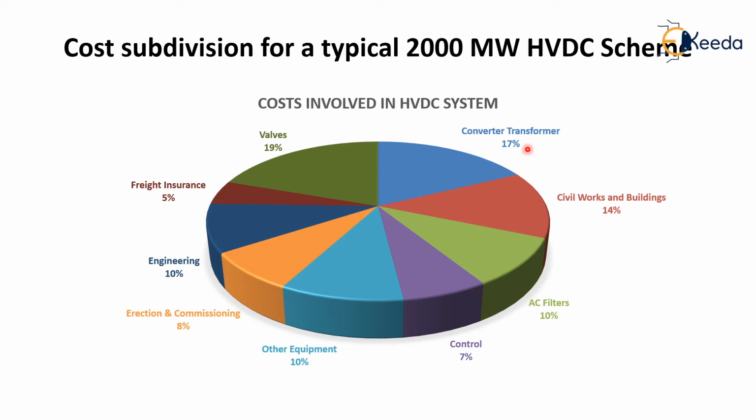First comes the highest cost involved, the converter transformer. It comes under the investment costs, and civil works and buildings comprise about 14% of the total cost, again under the investment cost. And we require AC filters for HVDC transmission systems. When it comes to control, control refers to operational costs, and other equipment may come under investment or operational costs. Erection and commissioning are again investment costs. Engineering is again an operational cost. Freight and insurance also come under the operational costs, and valves come under the investment costs. So this is the total breakup of a particular HVDC system.